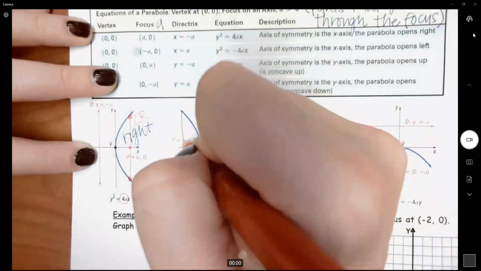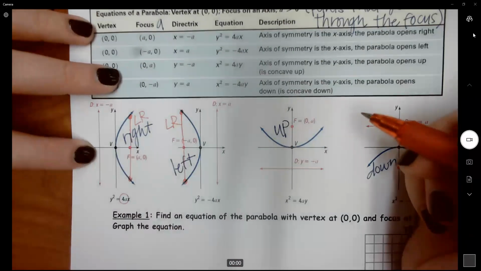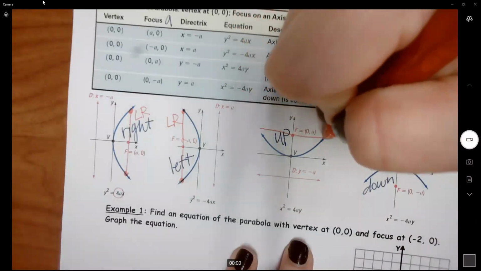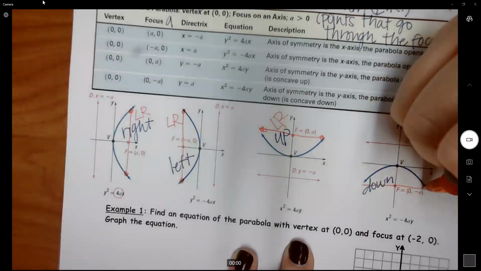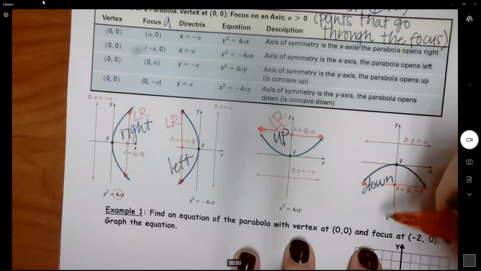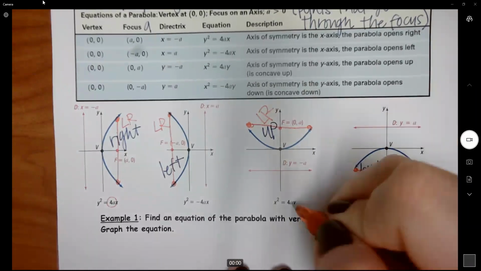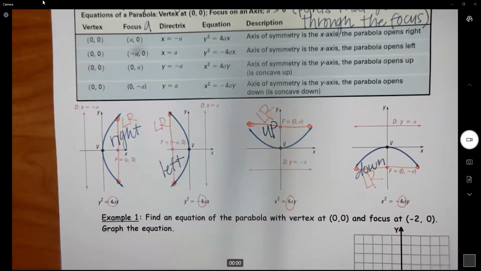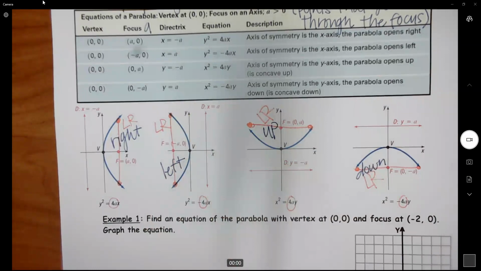And here is your latus rectum, if that graph was a little bit bigger, and here, and here. All of those have the length of 4a. So when you graph these, it's going to specifically want these 2 points to tell us how wide the parabola is going to be.